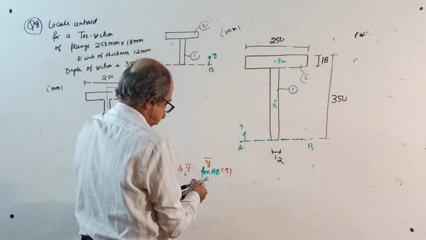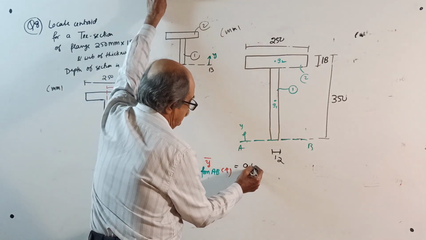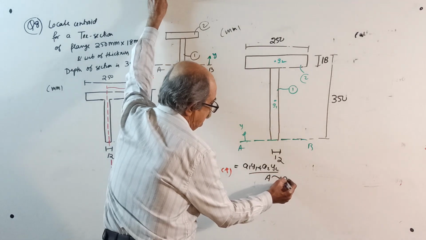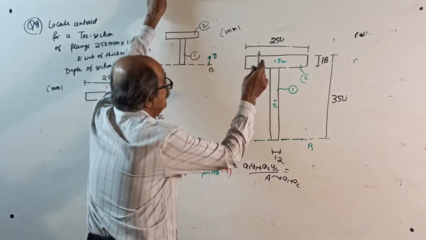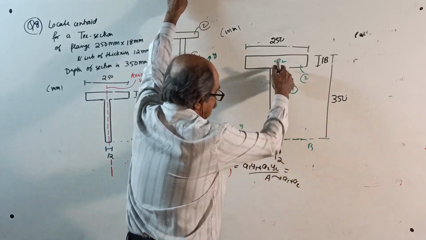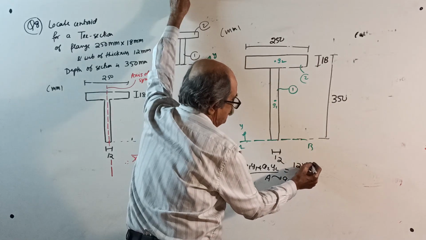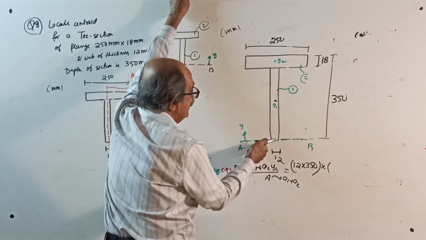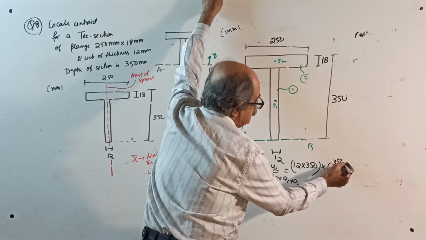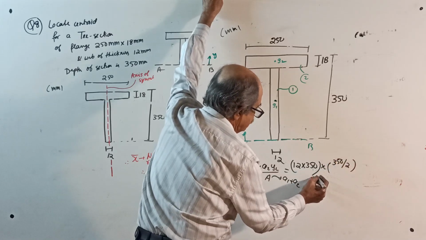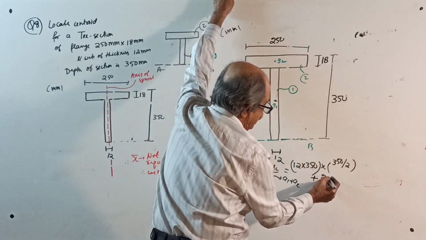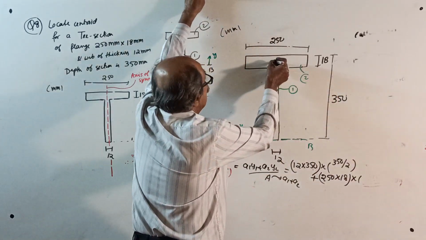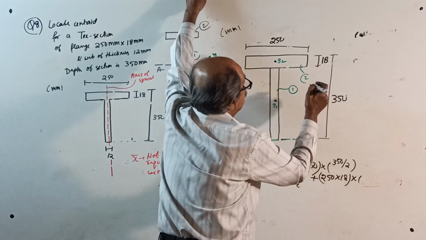Formula is A1Y1 plus A2Y2 divided by total area. Total area is A1 plus A2, equal to area of this one, 12 into 350, into Y1. Its centroid from here is exactly 350 by 2. Space is not there. I will put plus second area, 250 by 18, into its centroid from here is, so this is 350.